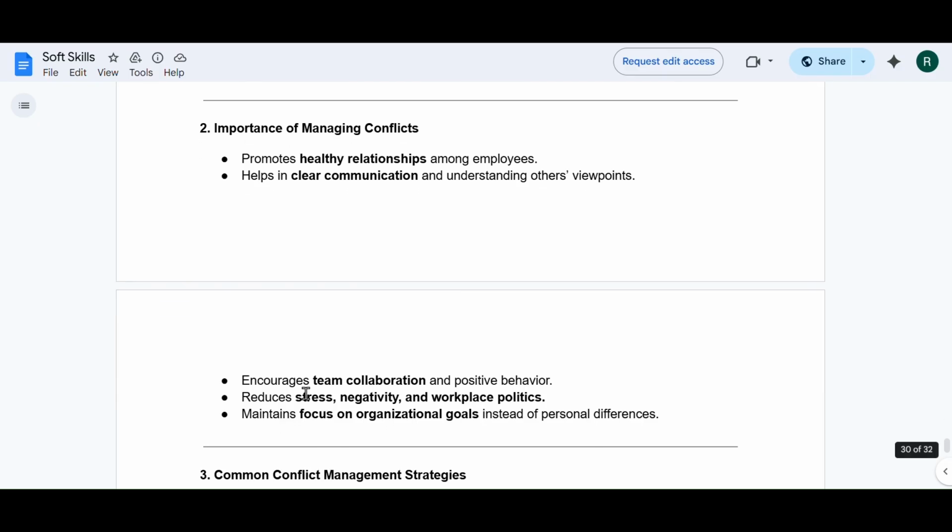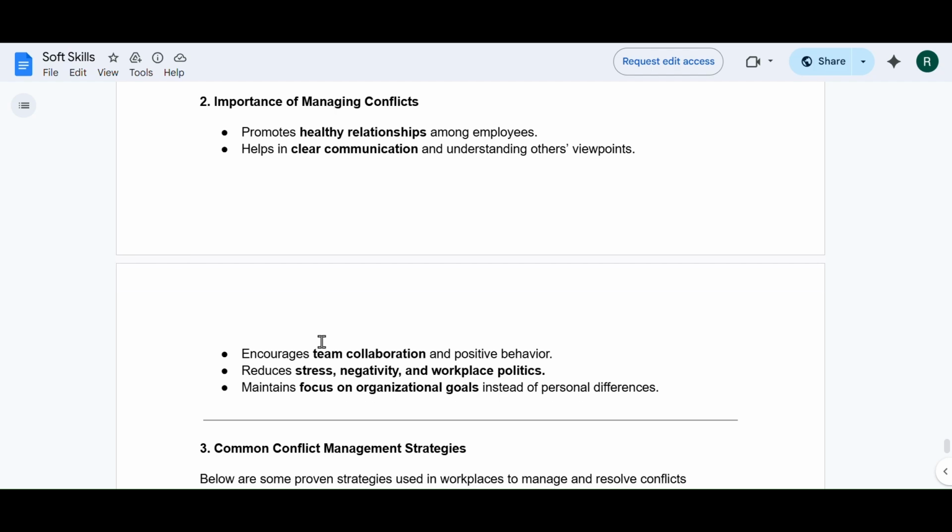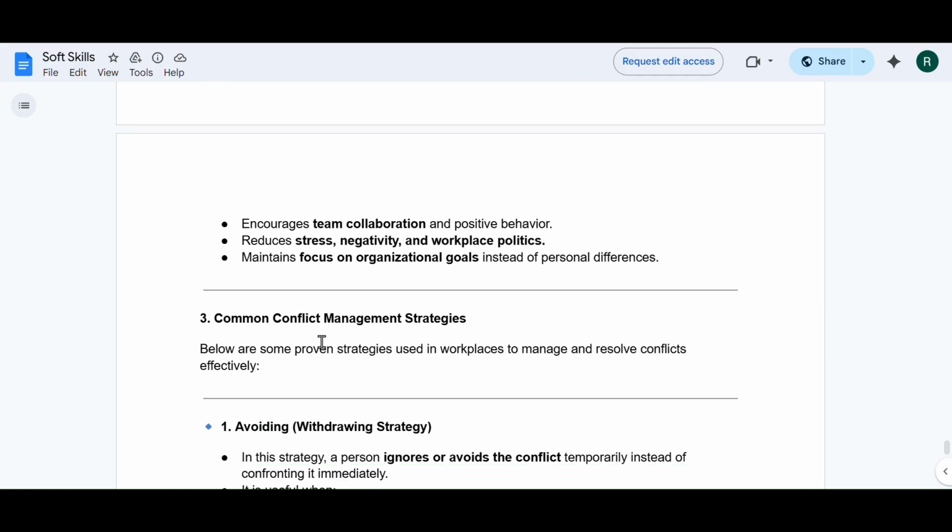So, the importance of managing conflicts. We need to manage conflicts because our relationships need to be healthy. We need to have clear communication, and team collaboration should be there. There should be no stress, negativity, and workplace politics. And also, we need to focus on organizational goals. So, we need to manage all these conflicts.